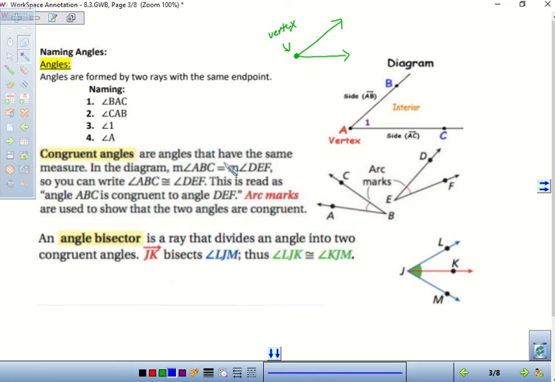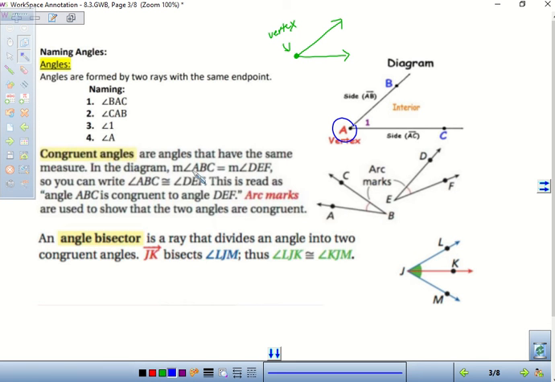And the last way you can name an angle, now this naming system only works for certain angles. Okay, if there's only one angle that is angle A, you can also just name it by its vertex, angle A. And that system only works for certain angles. If there's more than one angle that has that vertex, you cannot use that naming system. But if there's only one, you can.